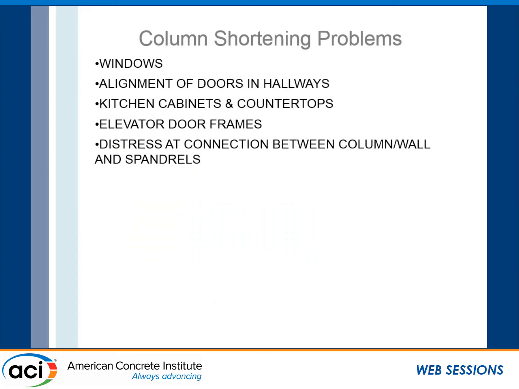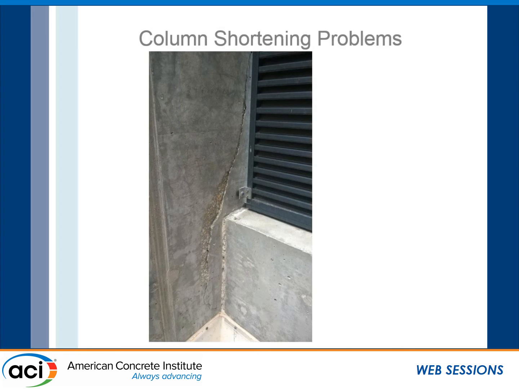Column shortening problems, that's also an issue, particularly in taller buildings. We typically are on the lookout for issues with column shortening on towers above 40 stories in particular. And we usually end up with issues with window systems, alignment of doors and hallways, kitchen cabinets and countertops, elevator door frames, and distress sometimes at connection between column walls and spandrels. The differential shortening, there's restraint at these spandrels, and you sometimes have cracking. And this is a photo of it. This is at a connection of an upturned beam and a column, and there was some differential column shortening, and there was a rotation there, and we ended up having a spall, which we had to go back and repair.